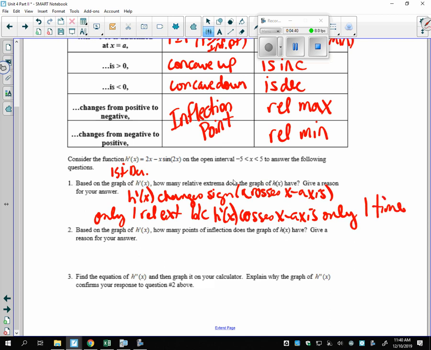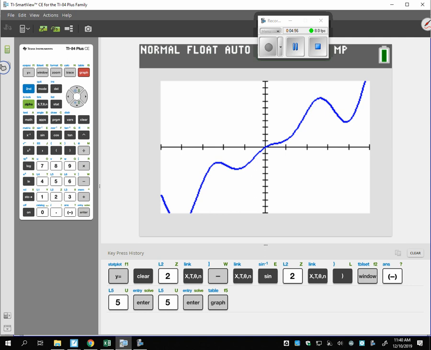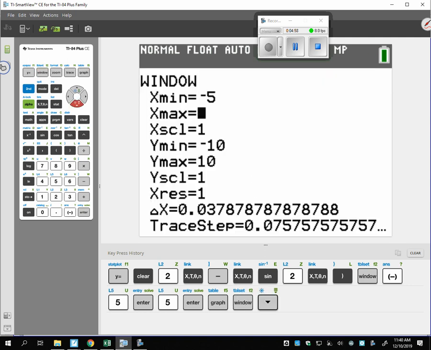Look at part 2. It says, based on the graph of h prime of x, how many points of inflection does the graph have? Points of inflection, if I'm looking at the derivative, show up as relative max or mins. So looking at my graph, I know I can't really see this. I can change my window a little bit if you want. Let's make that go down to -18 maybe.